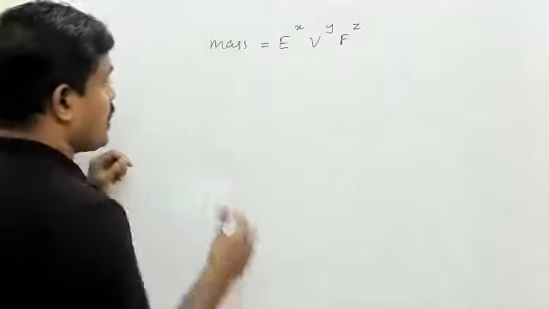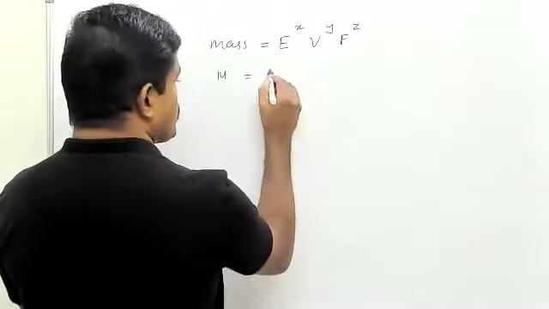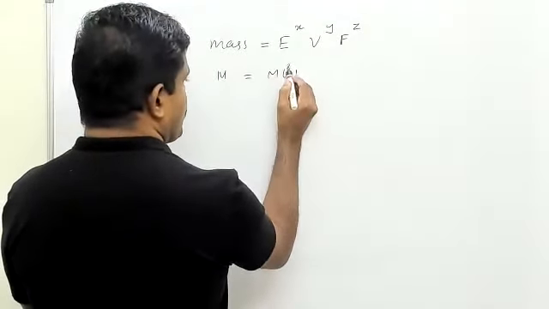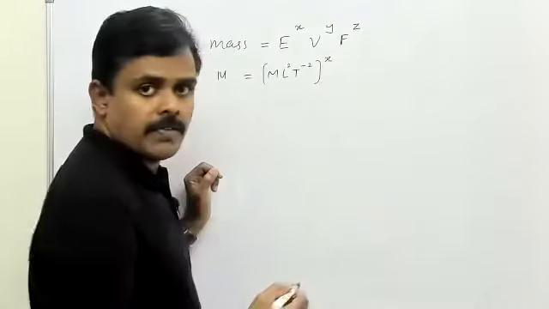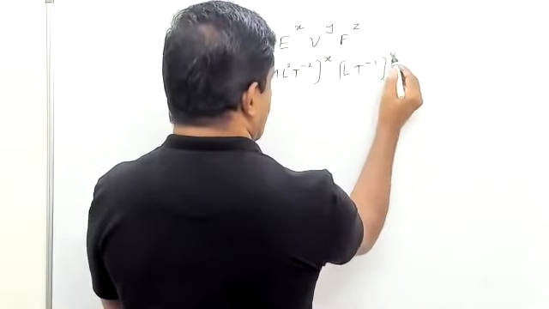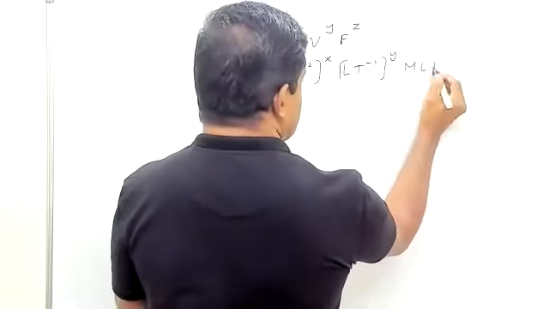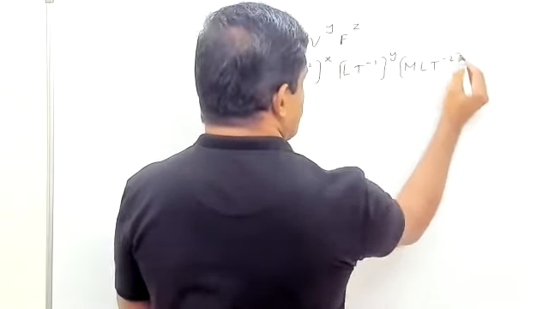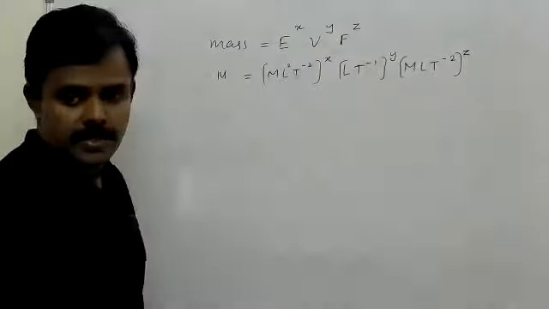Let us do this. So what are the dimensions of mass? It is M. Energy dimension, I told you, you have to learn by heart: ML² T^-2, raised to x. Velocity is dimension LT^-1, raised to y. Then force is dimension MLT^-2, raised to z. Okay, so there are three quantities to be written here.